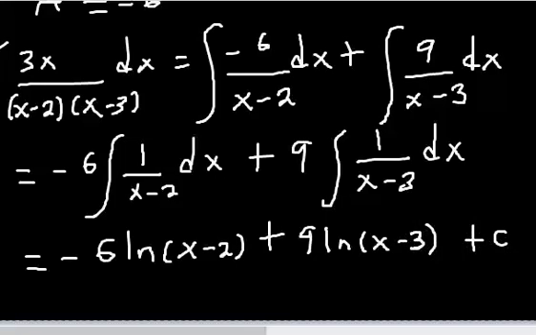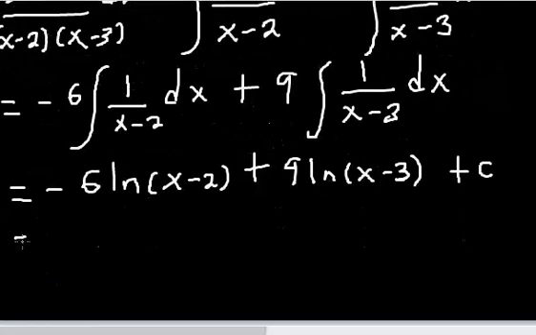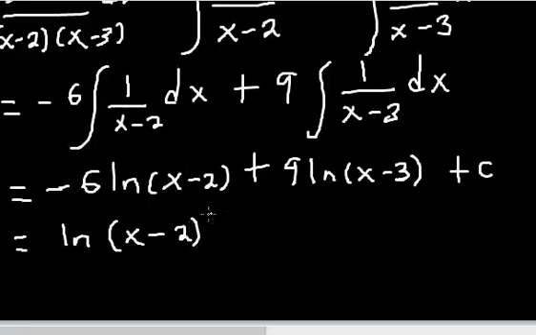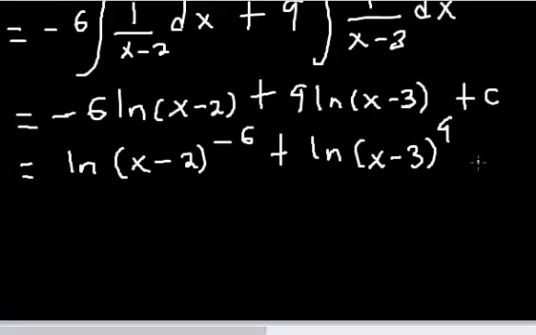If you wish, you can still simplify further. How do I simplify further? This minus 6 is the power of x minus 2. So by the law of logarithm, it's ln of x minus 2 raised to the power of minus 6, then of course here ln of x minus 3 raised to the power of 9. Don't forget the plus c.